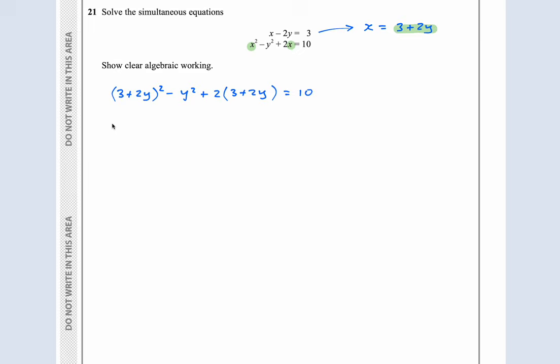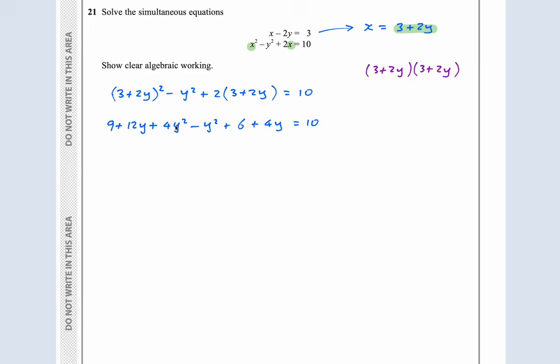Multiply this out. This is 9 plus 12y plus 4y squared. Guys, if you don't know how to do this, just do it at the side. It's (3 plus 2y) times (3 plus 2y), and you get 9 plus 6y plus 6y plus 4y squared, which is what I've got there. Okay, this minus y squared plus 2 times 3 is 6, 2 times 2y is plus 4y equals 10.